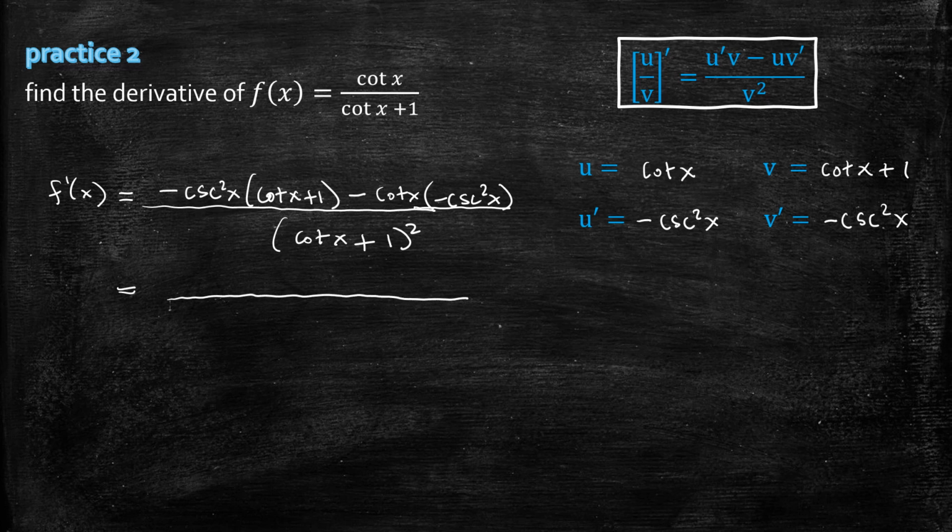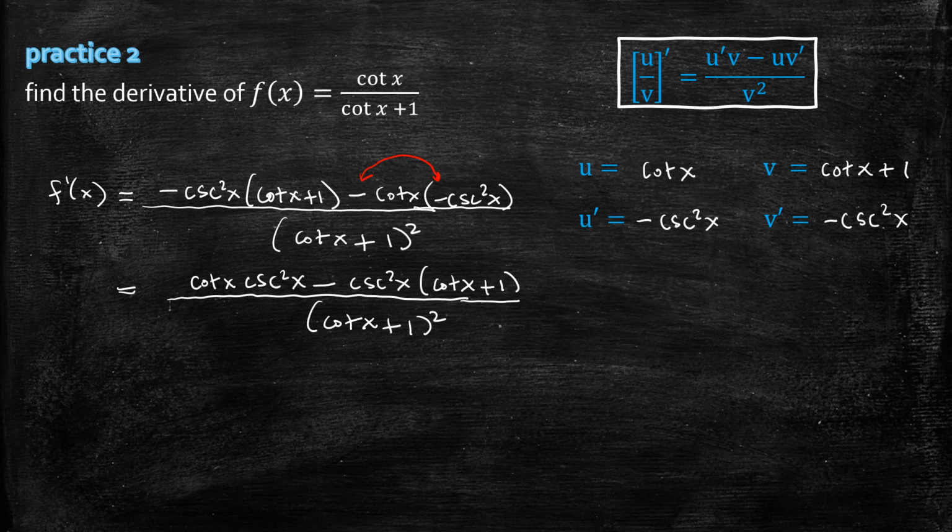And I'm just going to tidy up a little bit now, because this negative, this and this make a positive. I'm just going to bring that to the front and write that as cotangent x cosecant squared x, and then minus, I'm not going to distribute the cosecant squared x into cotangent x plus 1, and you'll see why shortly. So that in the denominator is still this.